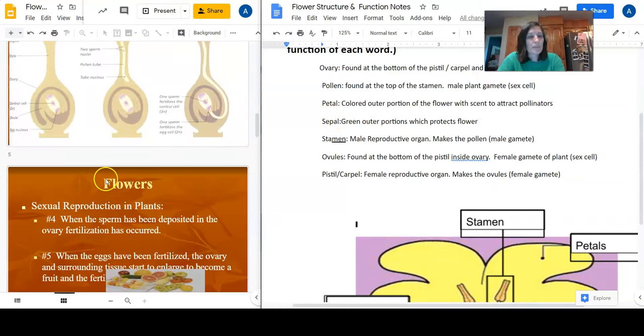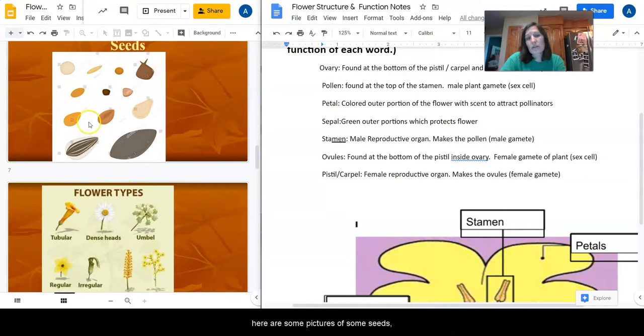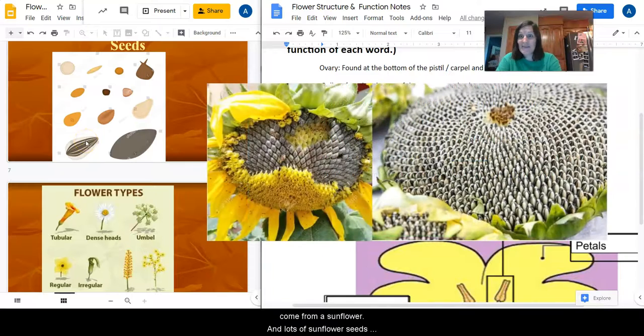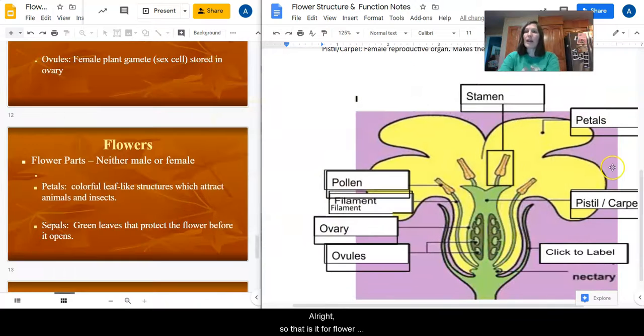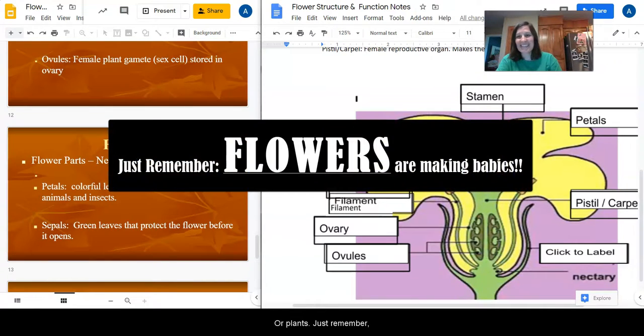Very good. So, here are some pictures of some seeds, some babies. So sunflower seeds come from a sunflower. Lots of sunflower seeds come from a sunflower. All different kinds. All right, so that is it for flower reproduction. I hope you learned something, and I hope I didn't ruin fruit for you plants. But just remember that we're making babies.